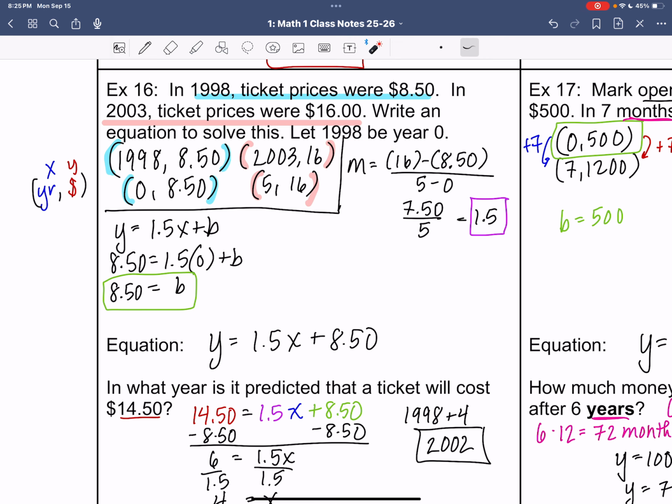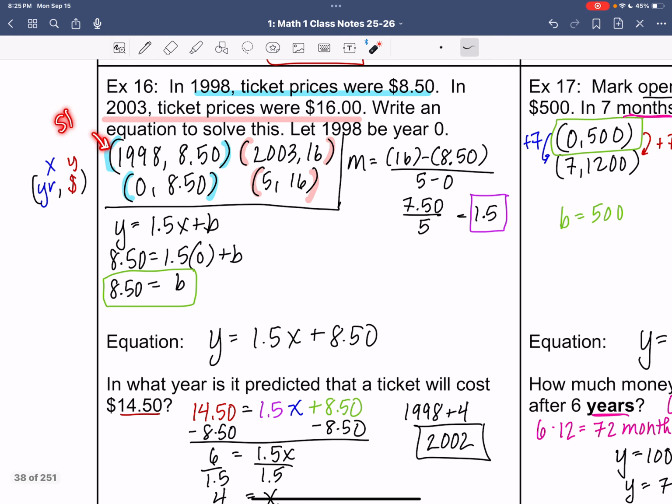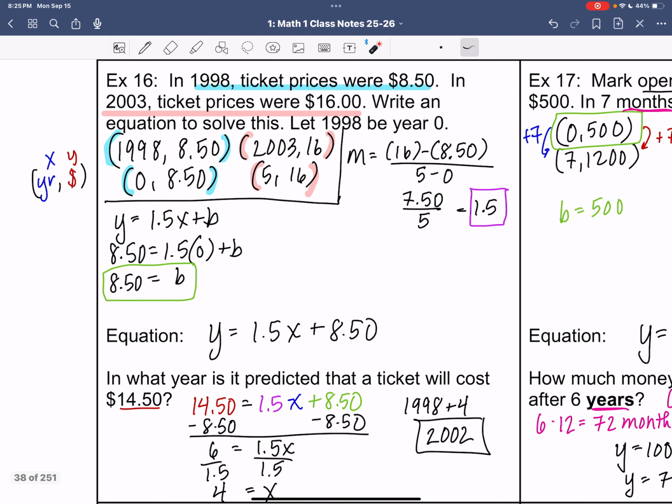So we are starting at 1998. They said instead of 1998, we want you to write 0. So you're going to change 1998 to 0, and you're going to have that go with 850. Well, remember, we're not going to write 2003. We want to know how many years since 1998. So 2003 is 5 years since 1998. So now we're actually going to use these to find slope, change of y's over change of x.